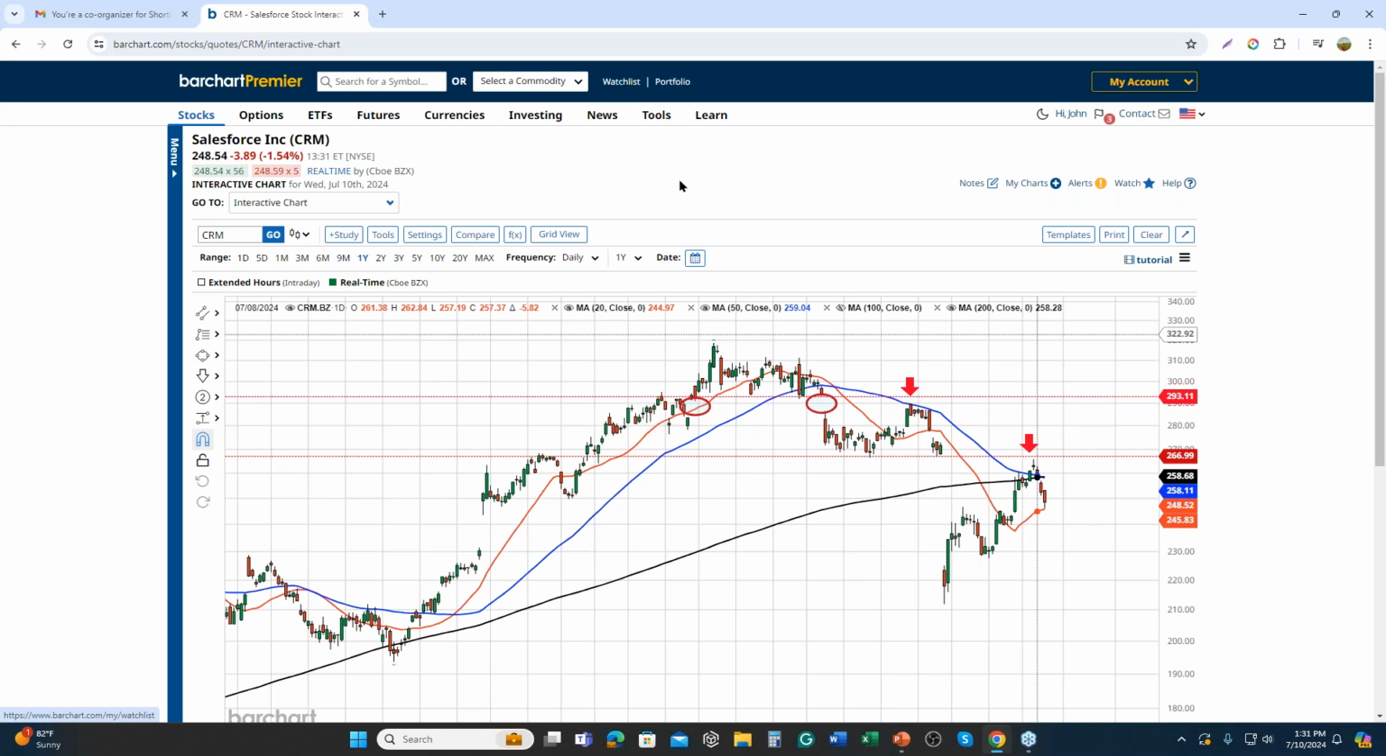And then the final piece of the puzzle in chart patterns is volume.